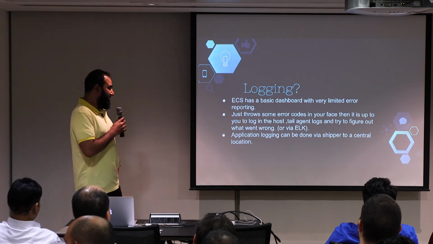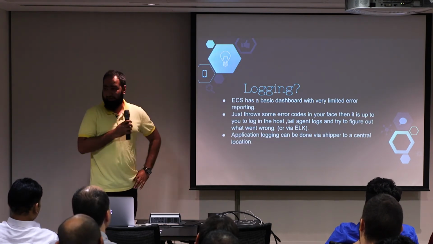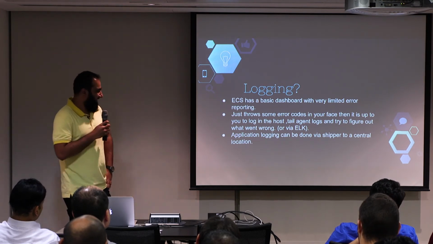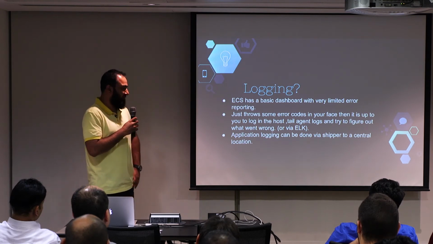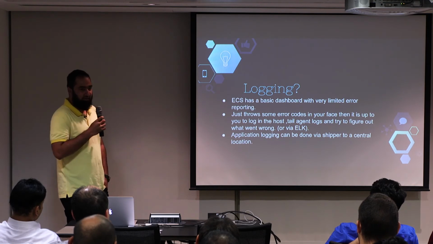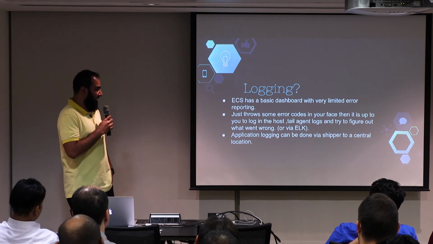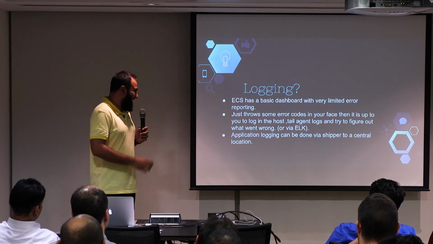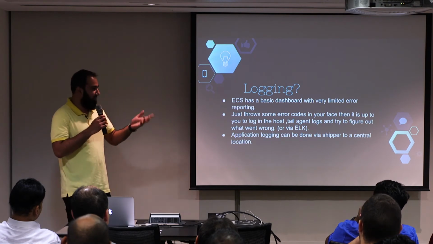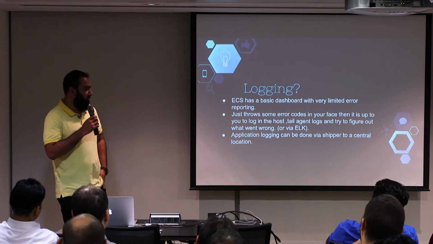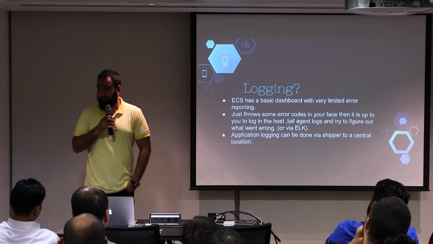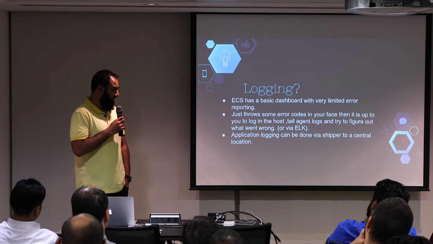So yeah, logging. ECS has a very basic dashboard with very limited error reporting. It just throws some error in your face. Then it's up to you to log into the host and tail the agent's log, or you can send the agent logs to your ELK stack, figure out what's going on, and then Google it, of course. Application logging can be done by shipping to a central location using Filebeat or anything you're using in your own environment. But that's not something provided by AWS ECS, and the dashboard is really bad.